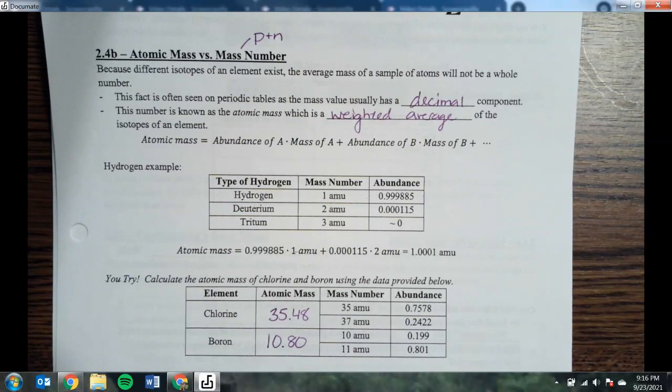So I hope this helps explain where some of those decimal values come from on the periodic table. We can still use the periodic table to help us find things like protons and neutrons. It's just we need to keep in mind that sometimes we need to do a little bit of extra work to understand where those values come from.